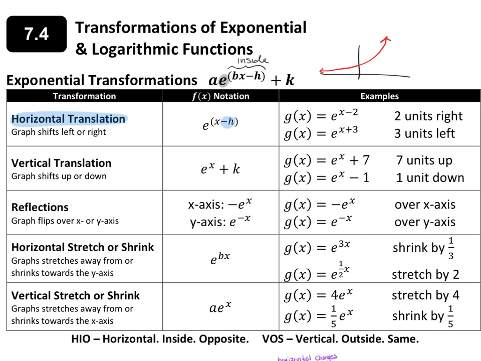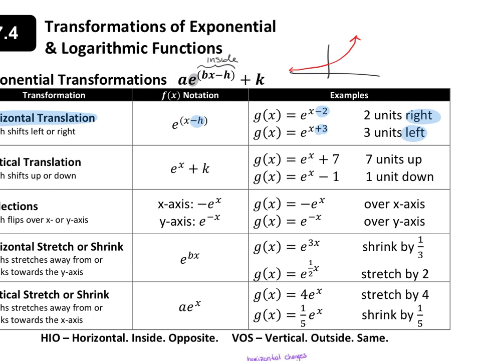But what we notice is that because we have a -2, that means it's going to go to the right 2 units. And because we have a +3, that means it's going to go to the left 3 units. Same rule as always. Minus moves to the right, plus moves to the left. If you want to write that down, that might be something good worth writing down. So minus is to the right, plus is to the left. Same rules that we've always had.